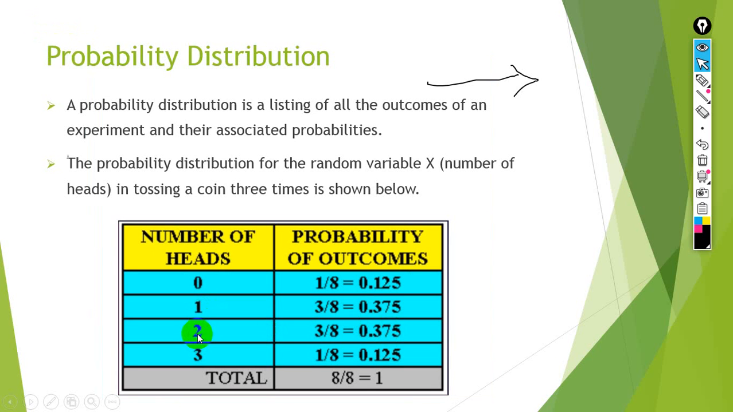So here if we have head equal to 2, how many sample points do we have? So we have 3 sample points.